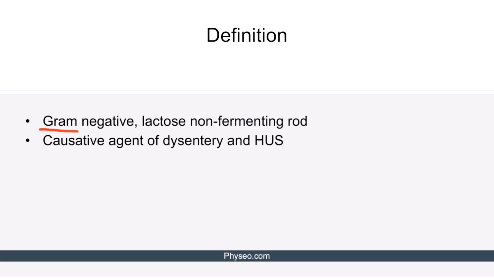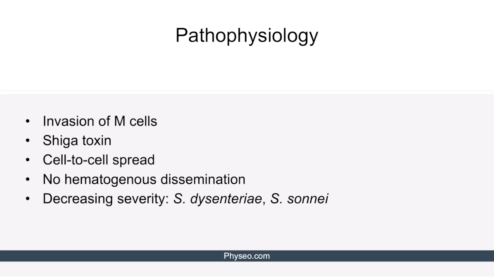Shigella is a gram-negative, lactose non-fermenting rod. And just like EHEC, Shigella can cause dysentery and HUS. Speaking of pathophysiology, the main mechanism of how Shigella causes disease is that it invades the M cells overlying the Peyer's patches in the gastrointestinal mucosa. So those M cells. Now Shigella also produces Shiga toxin, which works just like the verotoxin of EHEC.